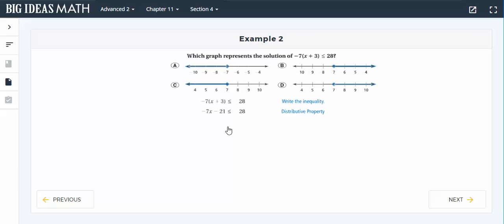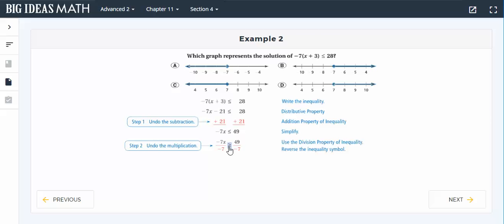So you'll multiply the negative 7 times x to get negative 7x, and your negative 7 times a positive 3 to get your negative 21, to be less than or equal to 28. And now we're back to where we were with example 1, where we need to isolate the x. We're going to add 21 first on both sides of the equation to get negative 7x is less than or equal to 49.